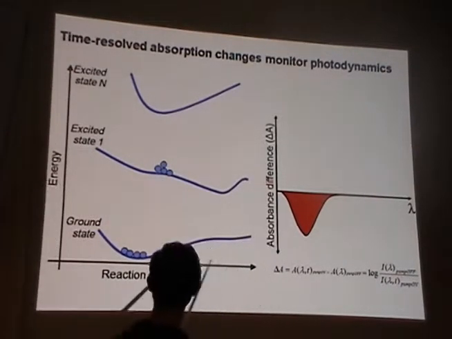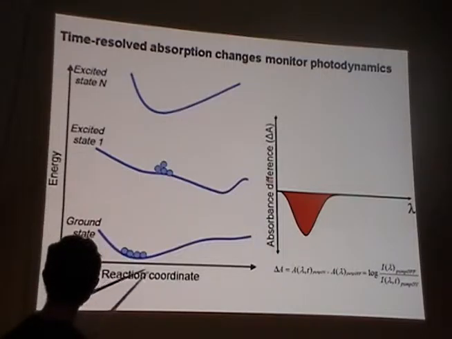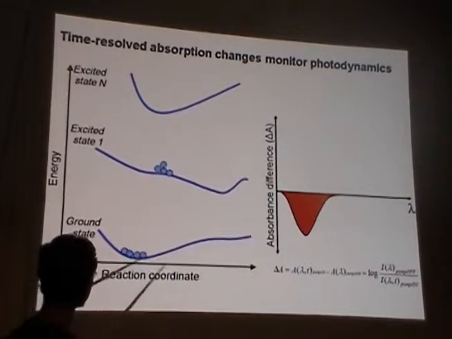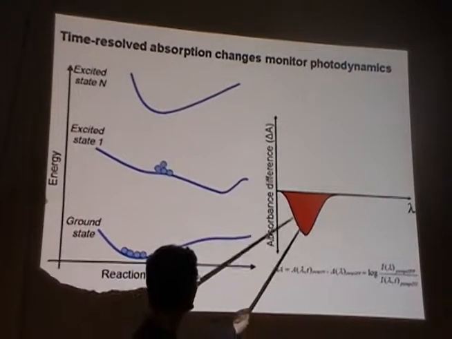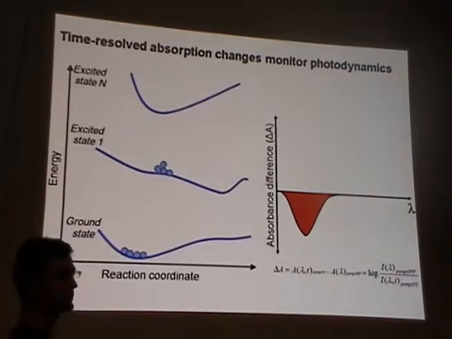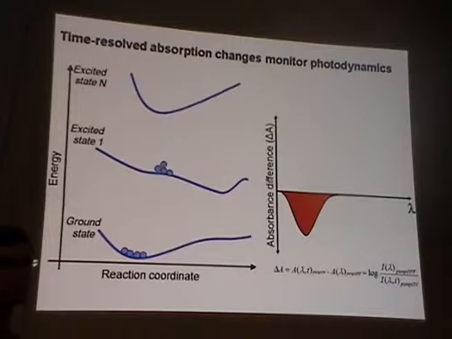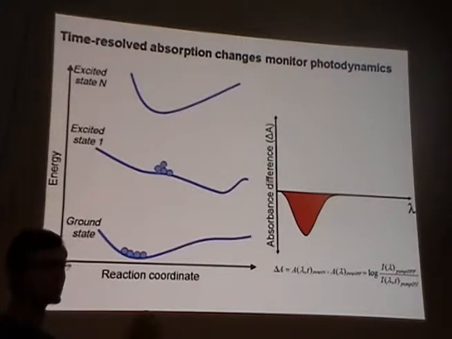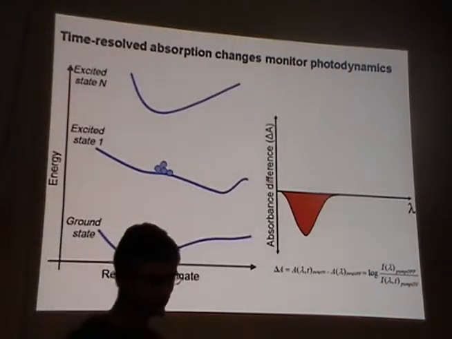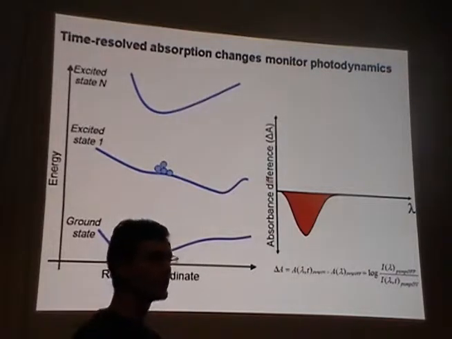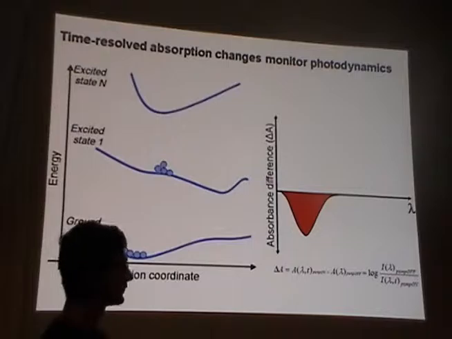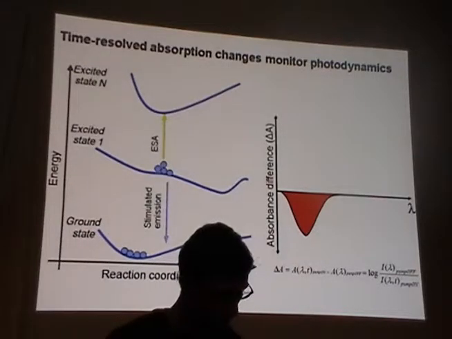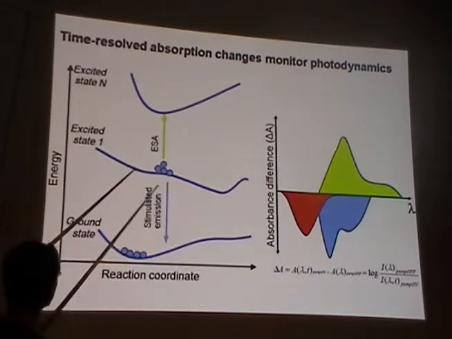So if your pump comes, you will excite some part of your population. Okay. And now when your probe comes, there are less molecules in the ground state. Okay, so pump on minus pump off will give you a negative difference absorption spectrum. This is called ground state bleaching, because for pump you have decreased population in the ground state.